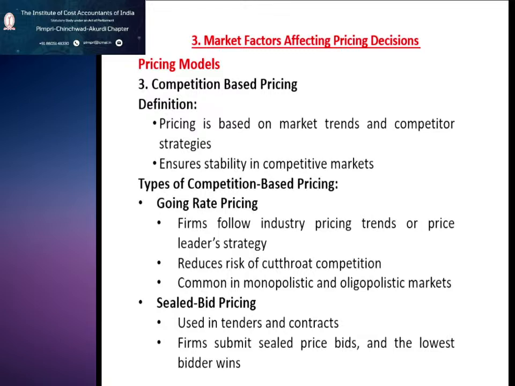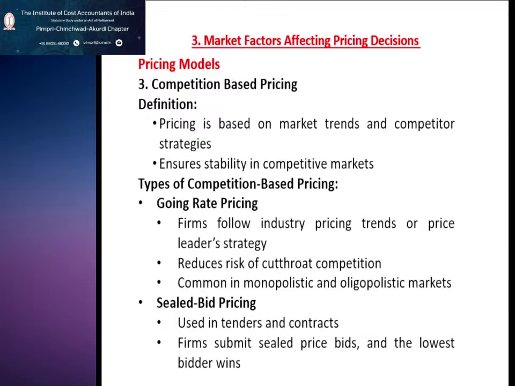So let's understand the types of competition based pricing. It includes going rate pricing, which has characteristics like firms follow industry pricing trends or a price leader strategy. It reduces the risk of cutthroat competition and is common in monopolistic and oligopolistic markets.